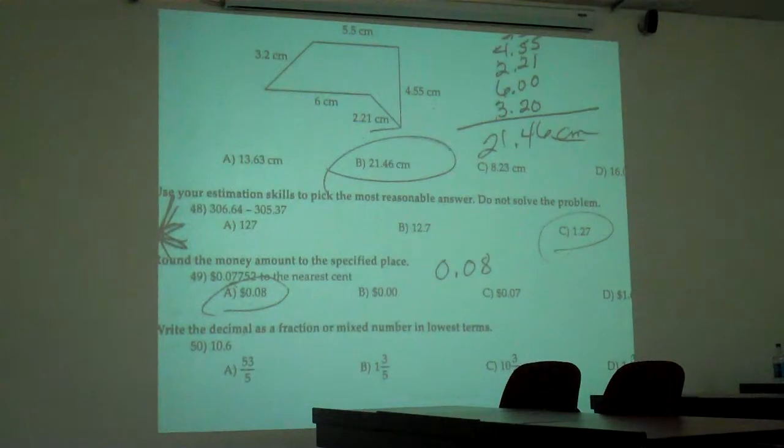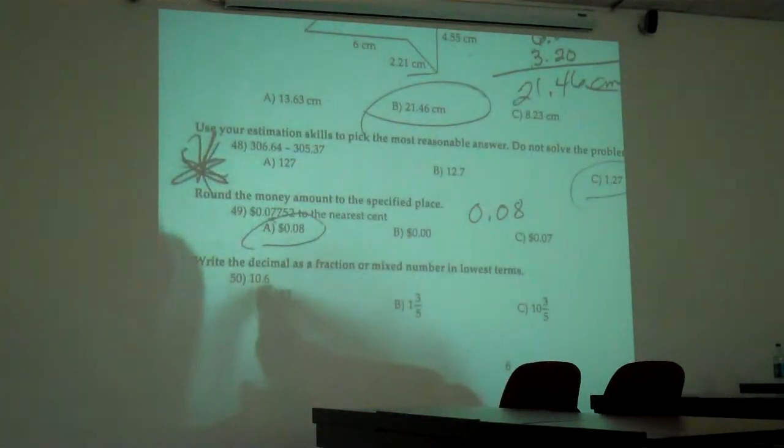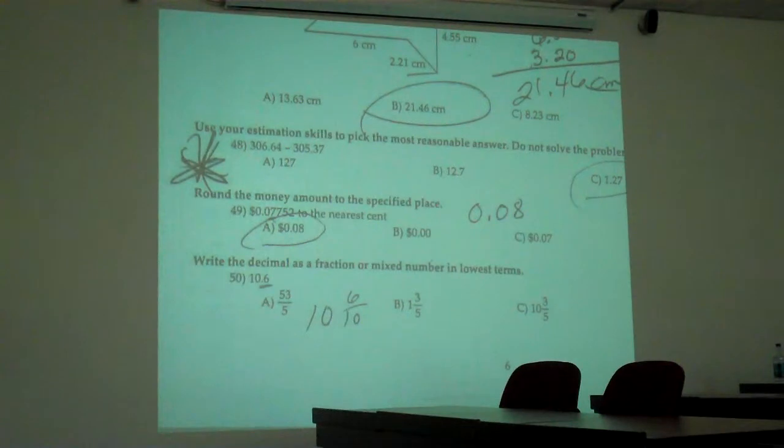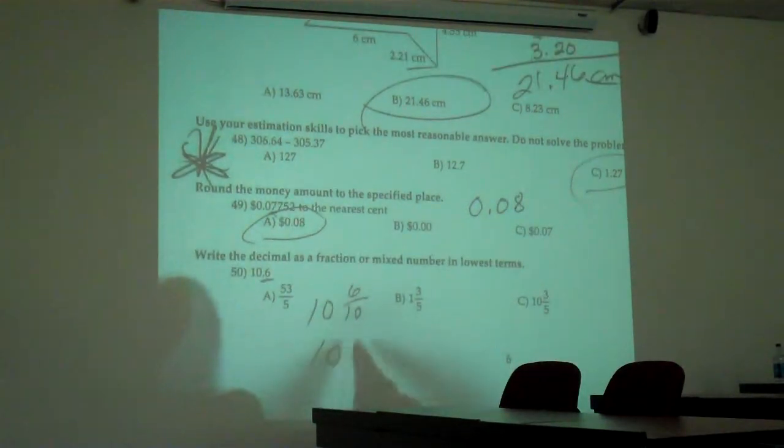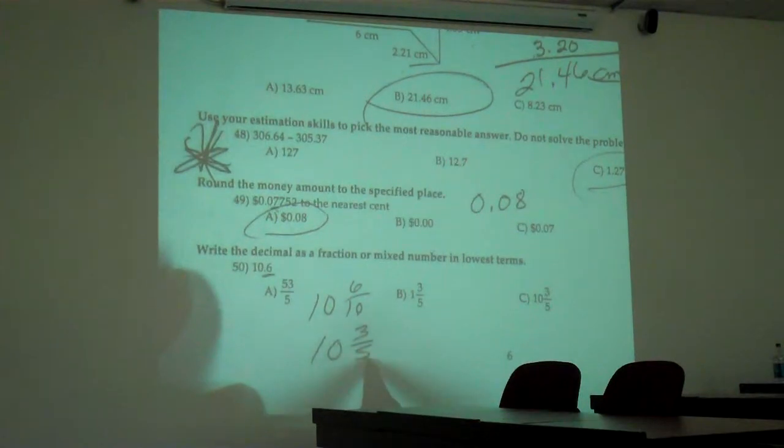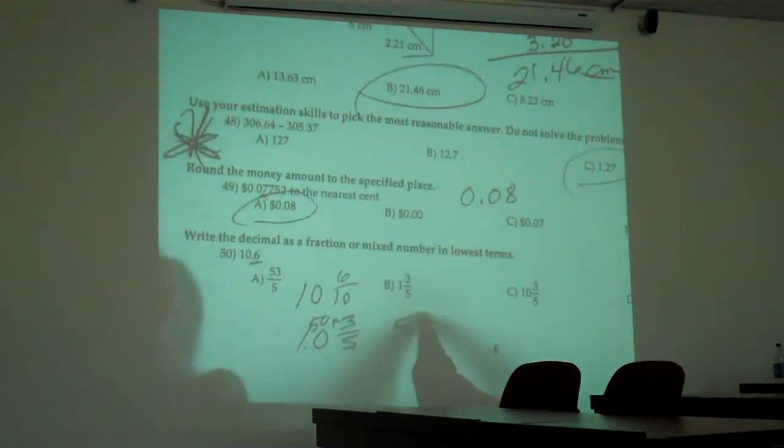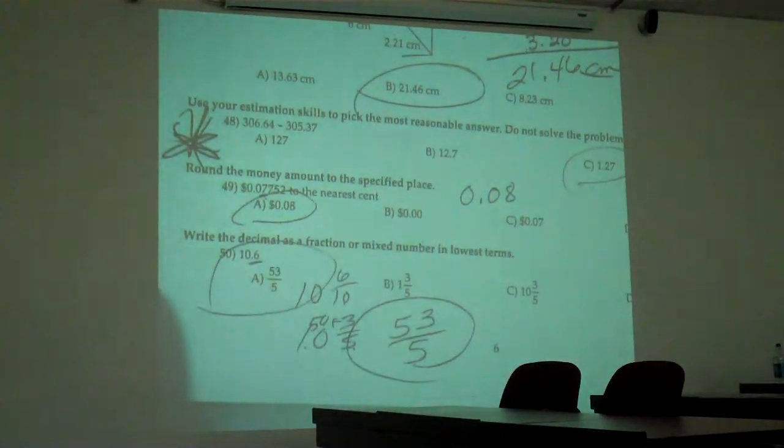Number 50, write as a fraction or mixed number. 10 and 6 tenths. 10, 6 tenths reduced to 3/5. You could reduce to 3/5, 10 and 3/5. 5 times 10 is 50, plus 3 is 53/5. And that's the last of the review.